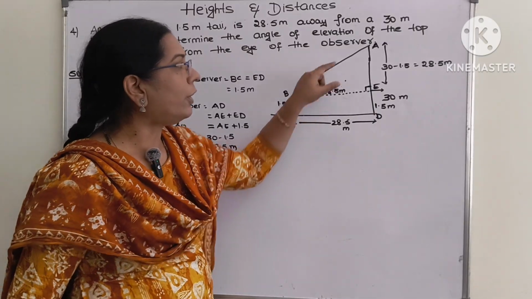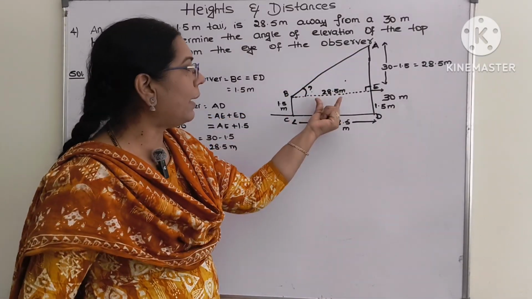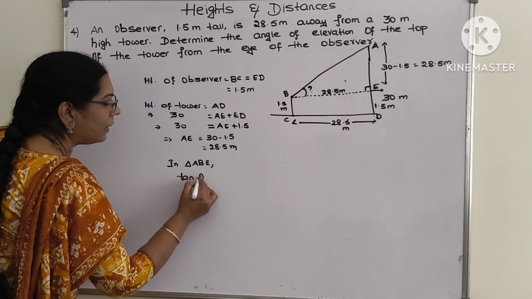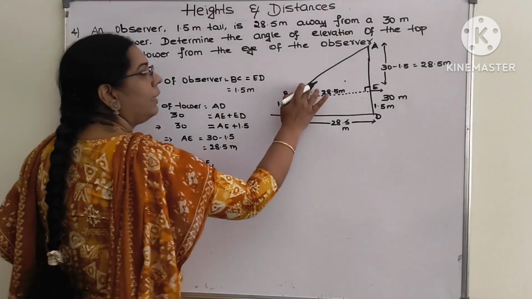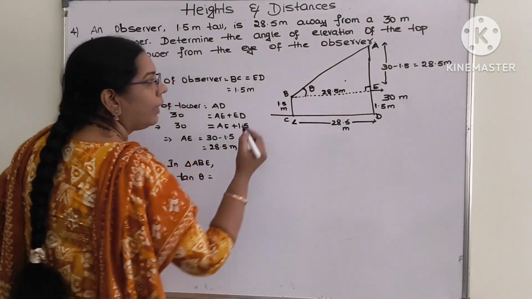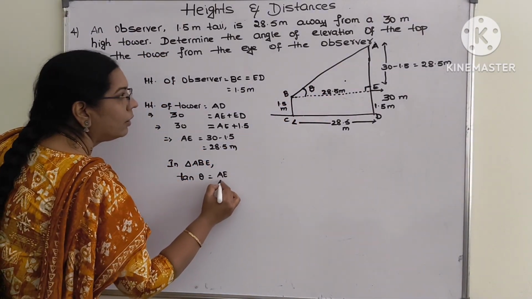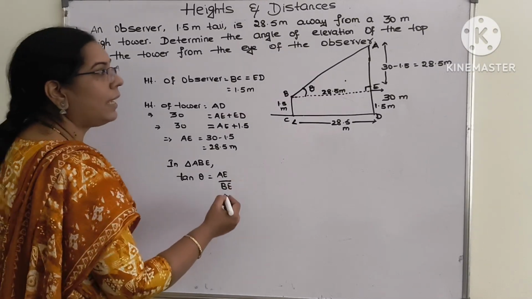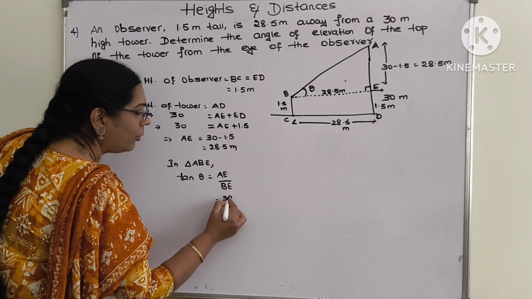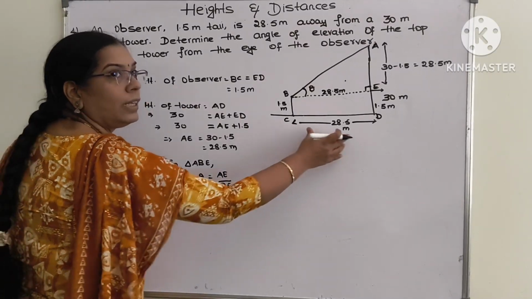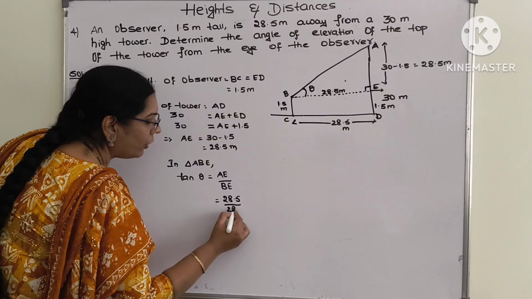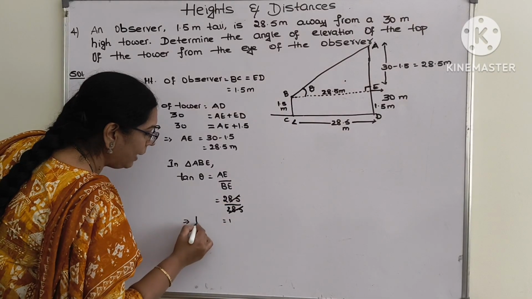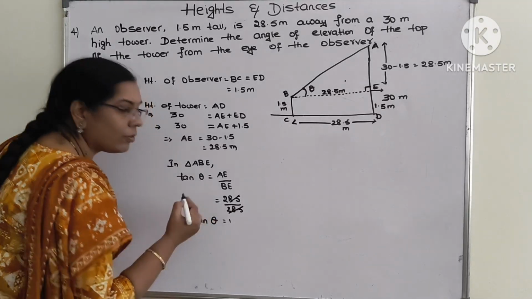From an acute angle point of view, I have the opposite side and the adjacent. So naturally I will consider tan theta. Tan theta is equal to AE by BE. What is AE? AE is 28.5. What is BE? BE is also 28.5. Both of them will be cancelled, which is 1. So basically I am saying tan theta is equal to 1.